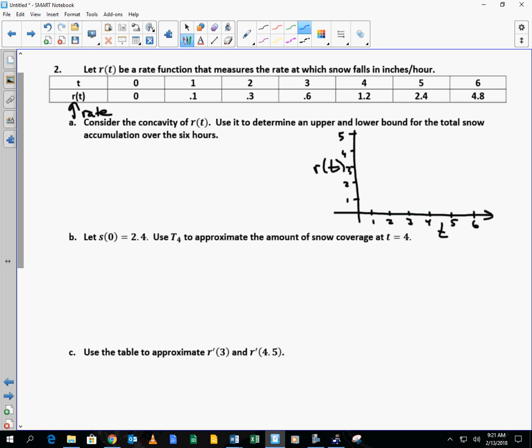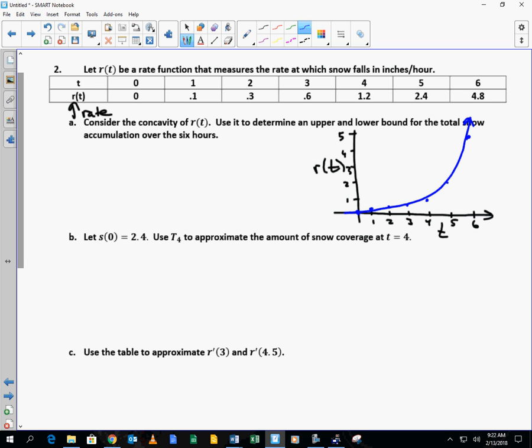So what I'm going to do is draw a gentle graph of what I see here. At 0, I have 0. At 1, I have 0.1. At 2, I have 0.3. At 3, I have 0.6. At 4, I have 1.2. At 5, I have 2.4. And at 6, I have 4.8. So I'm just going to draw a curve that might fit that model.